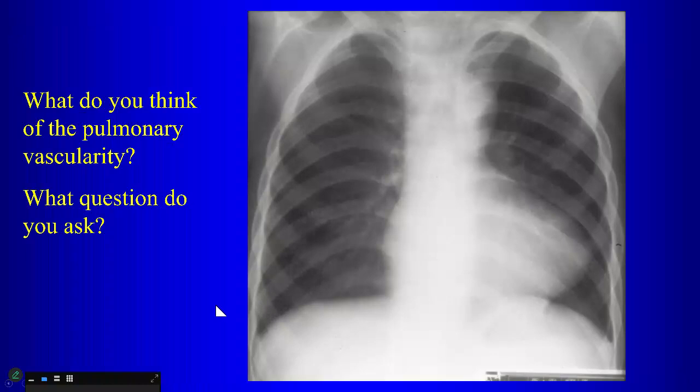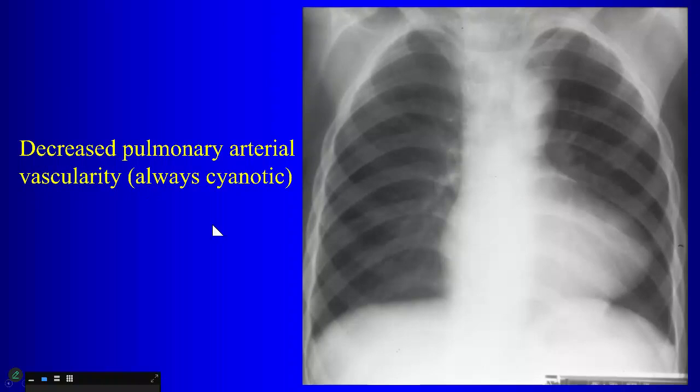So here, what do you think of the pulmonary vascularity? This is decreased. What question do you ask? Cyanotic or not? Do you have to ask that question? I guess not. No, because if the vascularity is decreased, they will all be cyanotic. So in this case, you don't really have to know. If you're going to say the vascularity is decreased, all of those patients are cyanotic, right? So you don't need to ask that question. Decreased pulmonary arterial vascularity, those patients are always cyanotic, okay?